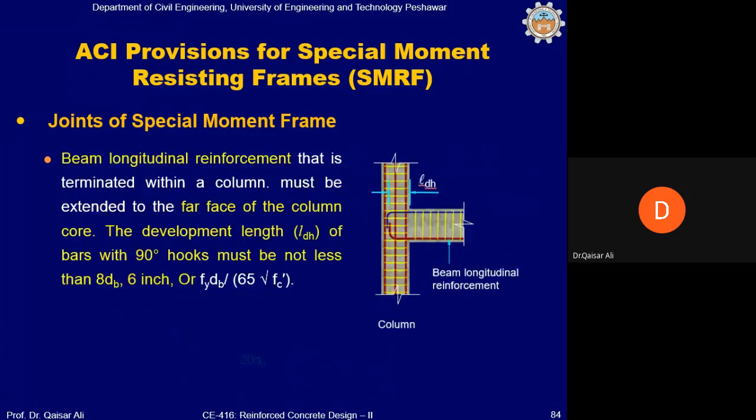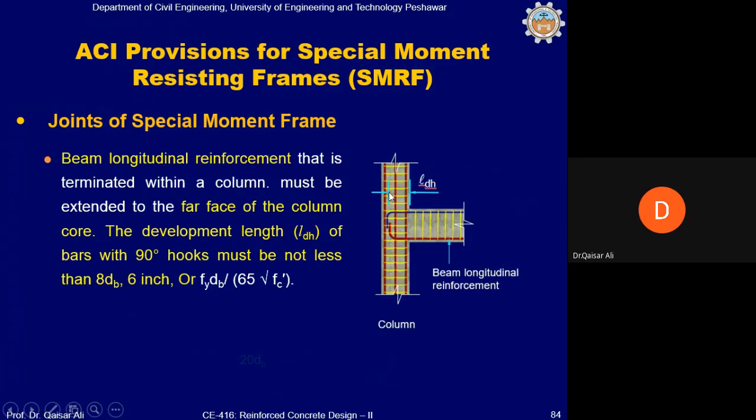Another requirement is at the terminal end, the exterior connection. At the exterior connection, both top and bottom reinforcement in the beams must be carried to the far end of the column, as has been shown in this picture. The bottom and top reinforcement both have been carried to the far end of the column.